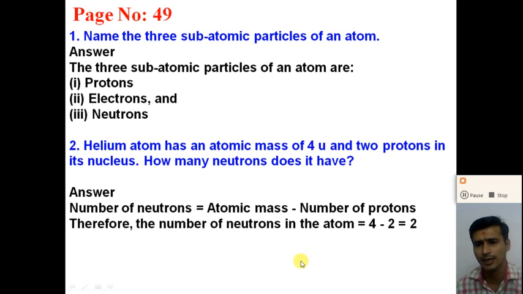Similarly, you can calculate the number of protons, electrons and neutrons of any element. See the previous video of the same chapter, on atomic mass and atomic number, to learn how to calculate the number of protons, neutrons and electrons.